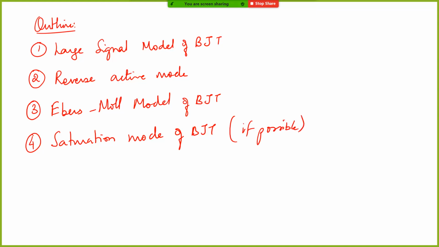So let's get started. We are going to look at what is called the large signal model of BJT. Many of you might have this question: why am I talking about a large signal model? Is there something called the small signal model? The answer is yes. We will be looking at the small signal model eventually, maybe in a few classes from now. But right now, we are going to concentrate only on the large signal model. The distinction between the two we will look at when we move to the small signal model.